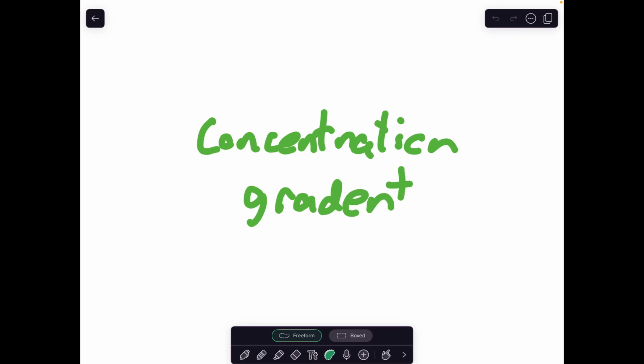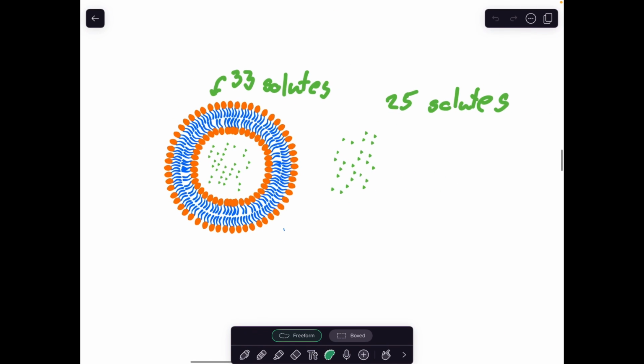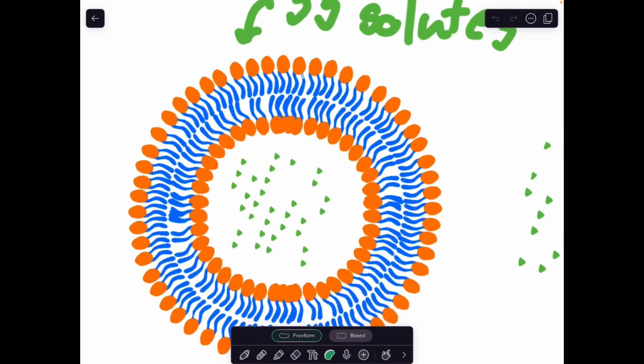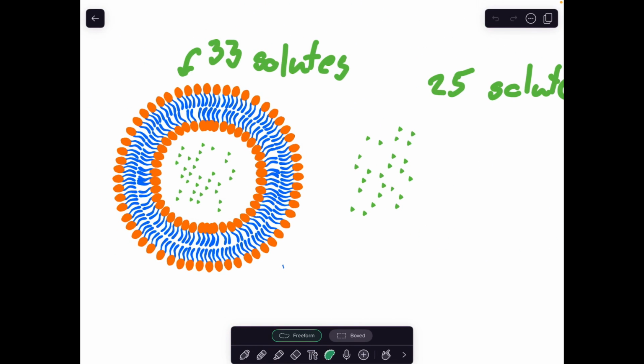So concentration gradient is the difference in concentration of a substance between two areas. So if we look at here, we have two solutions. We have the inside of the cell solution, and we have the outside of the cell solution. As we see in the inside of the cell, we have a higher amount of solutes than on the outside of the cell, therefore creating concentration gradient because there is the difference of concentration.